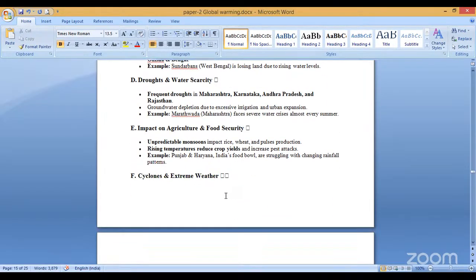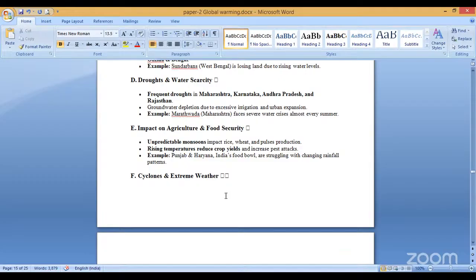Droughts and water supply. Frequent droughts in Maharashtra, Karnataka, Andhra Pradesh, and Rajasthan. Groundwater depletion due to excessive irrigation and urban expansion. Example, Marathwada in Maharashtra faces a severe water crisis almost every summer. Not only in Maharashtra, in Hyderabad, Telangana, and Andhra Pradesh, some areas also face a severe water crisis, not only in the summer but through the whole summer season.